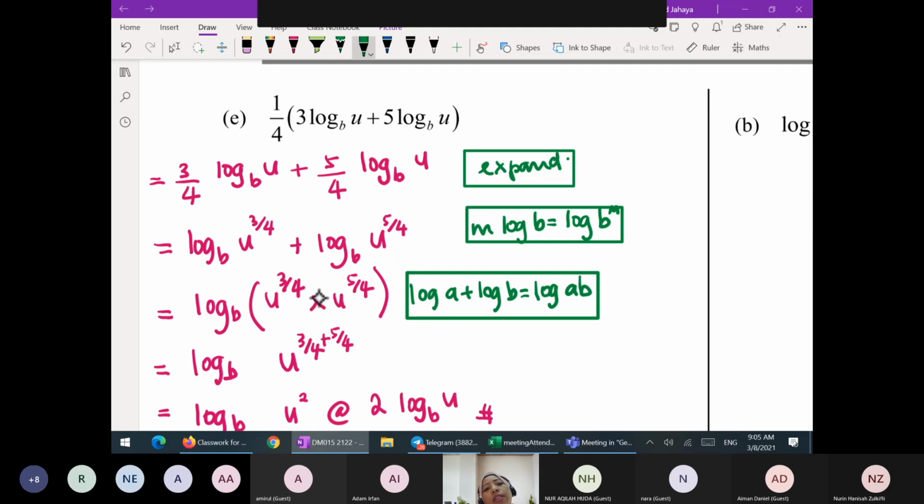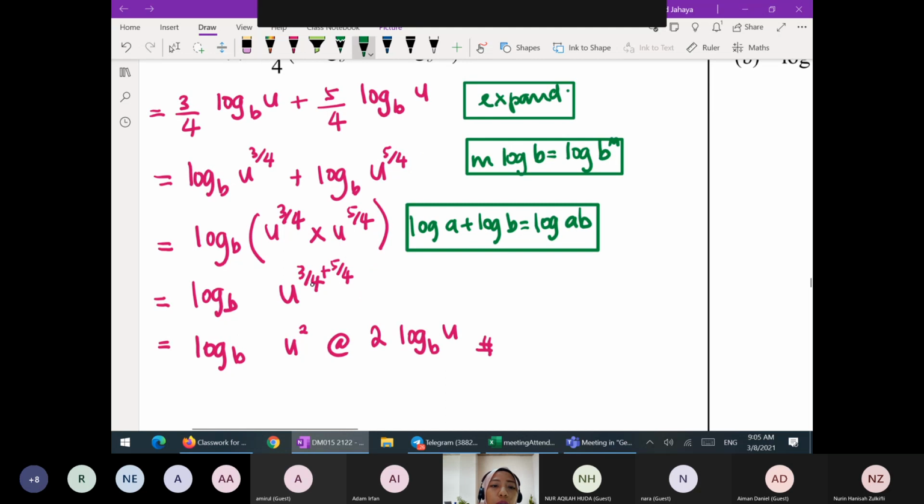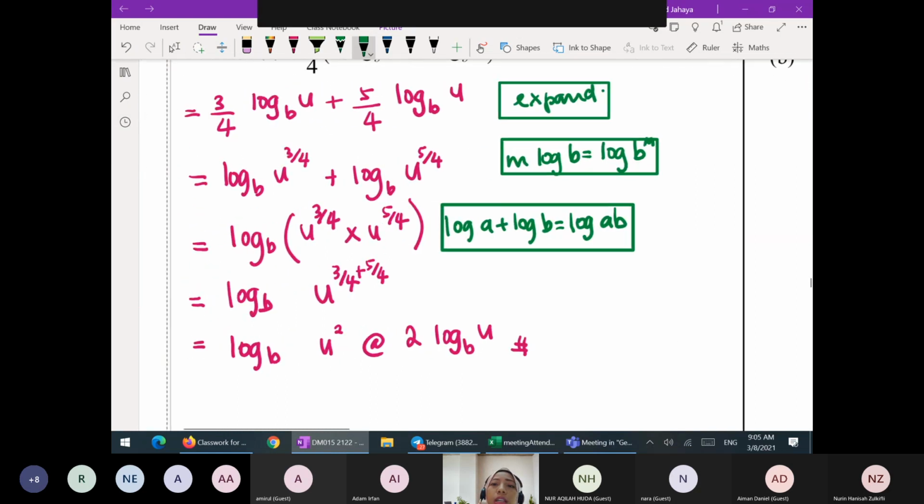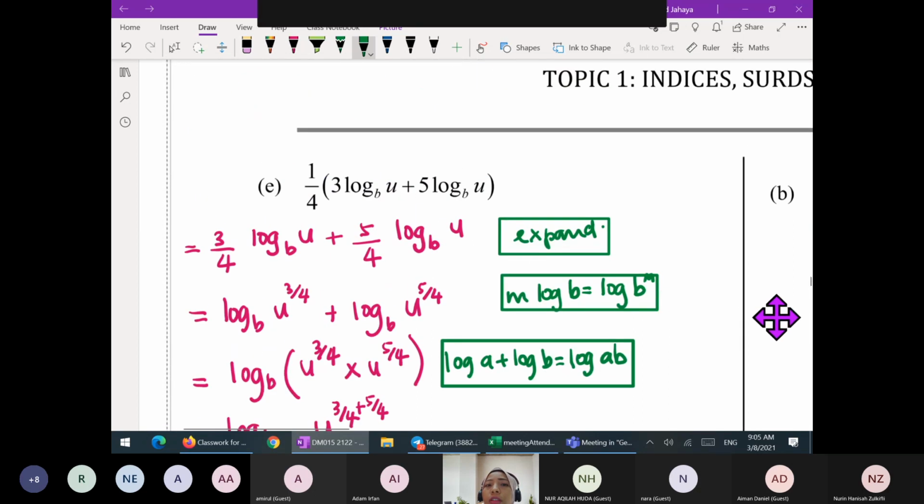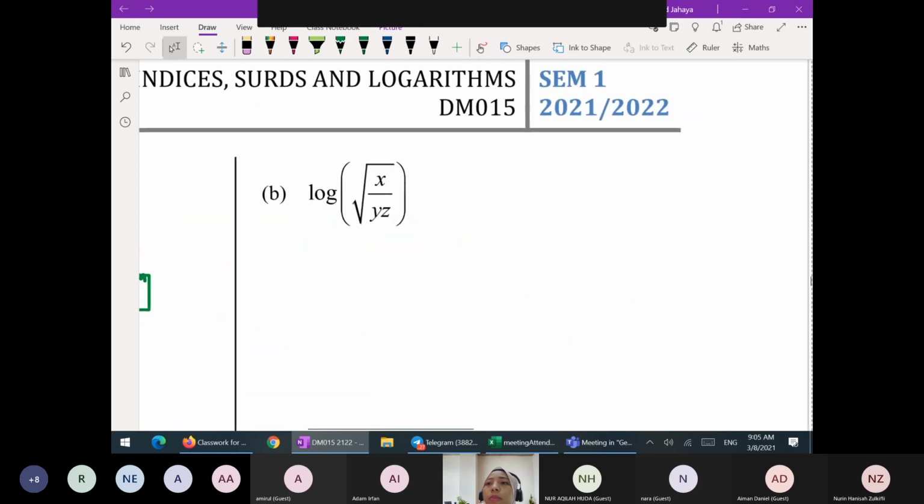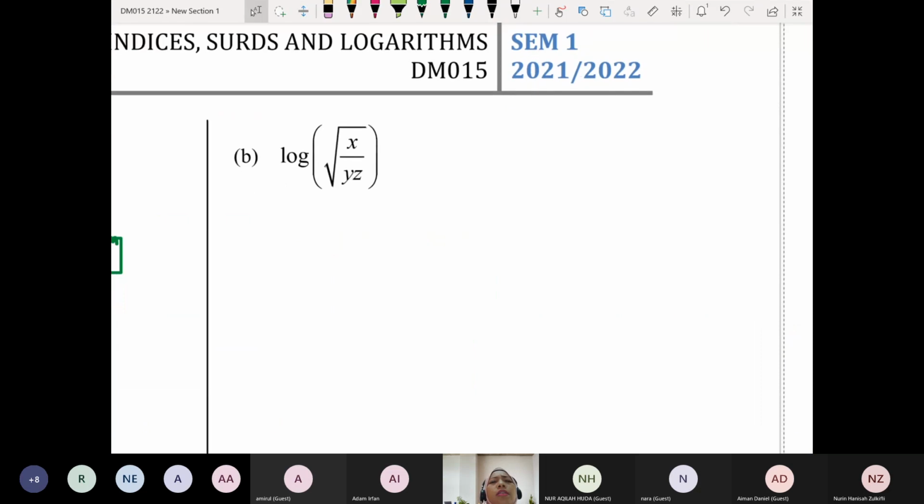Since it is multiplication, the indices will be added together, and the result is 3/4 plus 5/4, which is equivalent to 8/4, which is equivalent to 2. And then you either leave your answer in terms of this, or you bring the 2 to the front, which is also acceptable. So I want you to do the next example by yourself. Same concept, so I think you won't have problems. Okay, try.